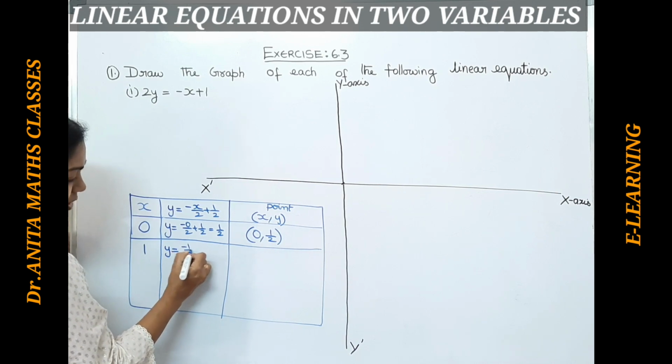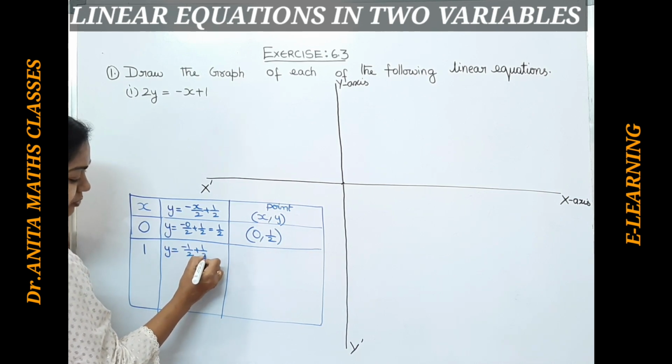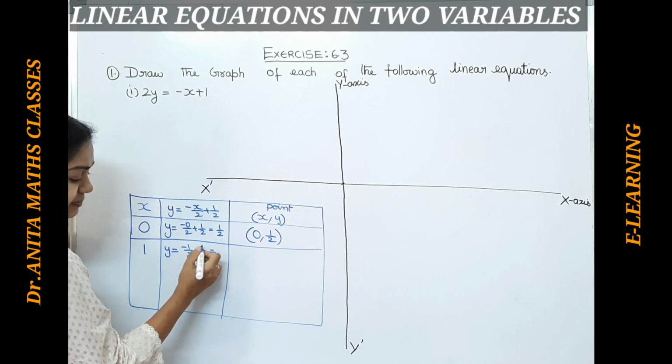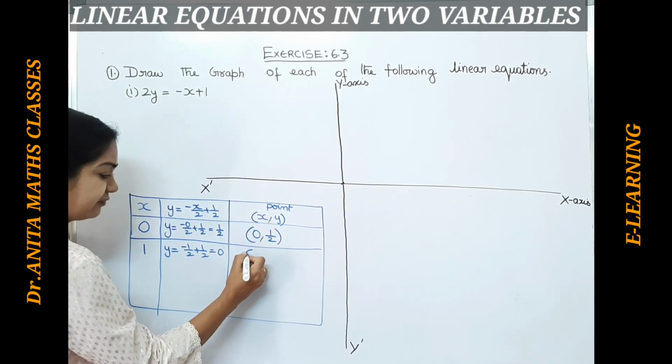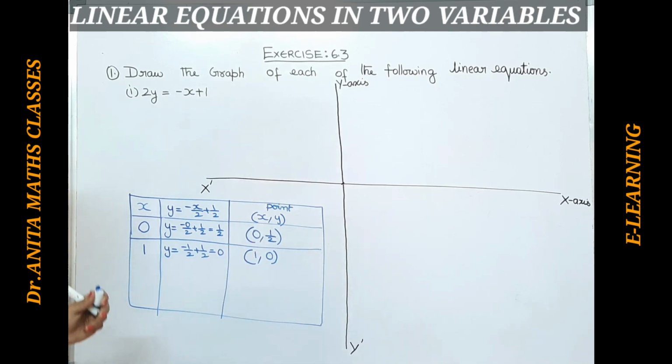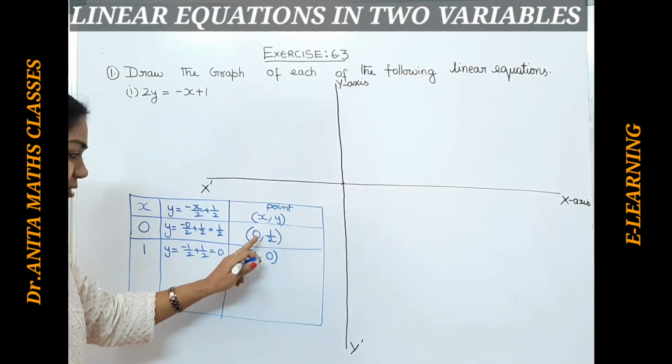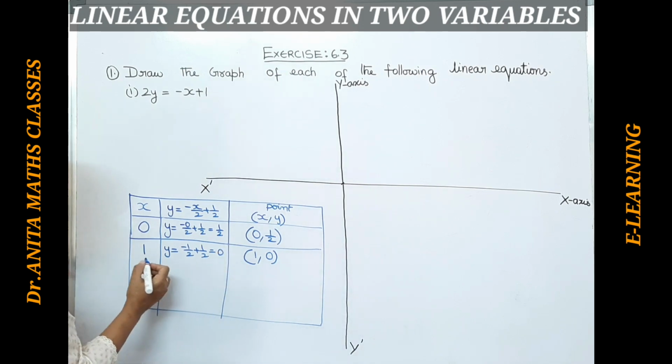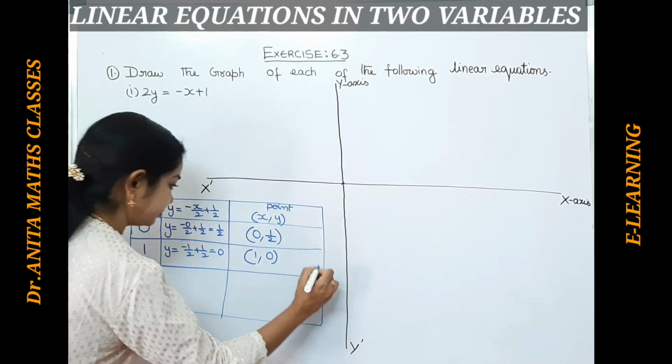So minus 1 by 2 plus 1 by 2. So this half and half, minus plus, gets 0. So when I have taken x value 1, I got y value as 0. So this is our coordinate point. This is the ordered pair (1, 0). That is the point. Now let us take another.